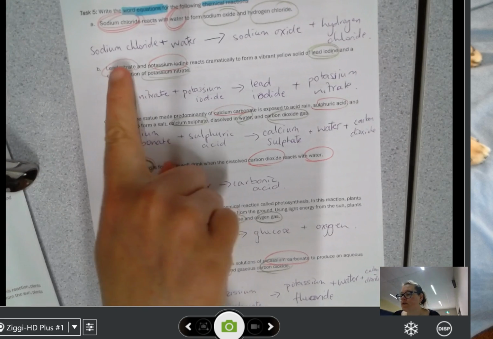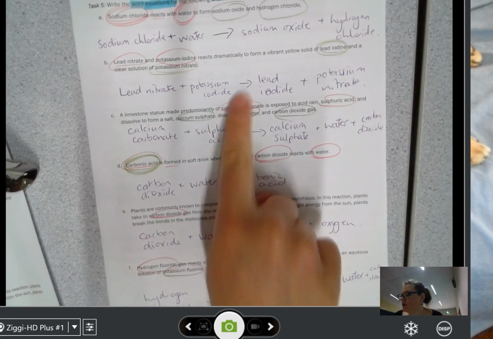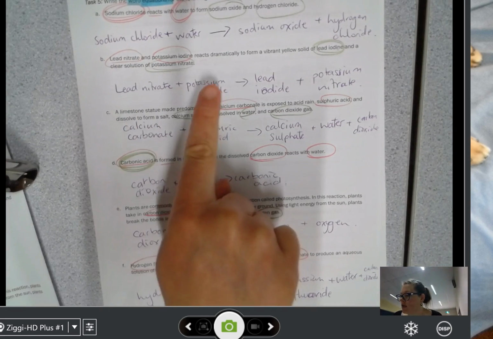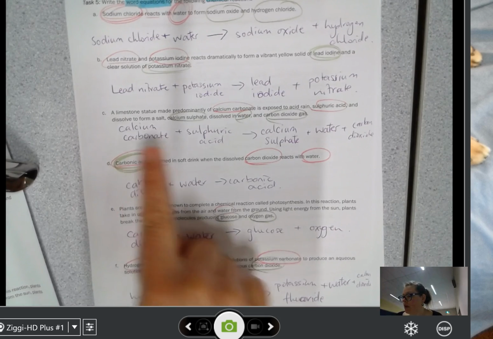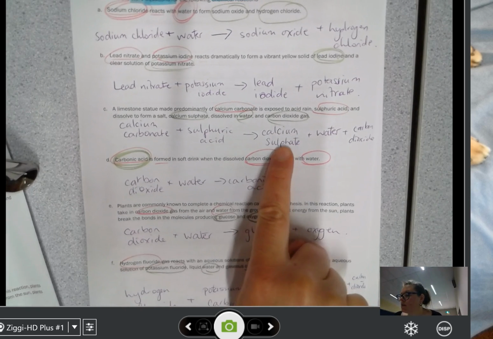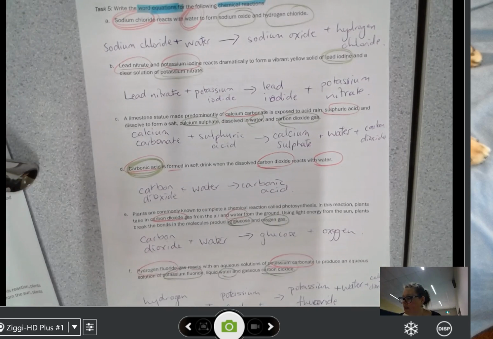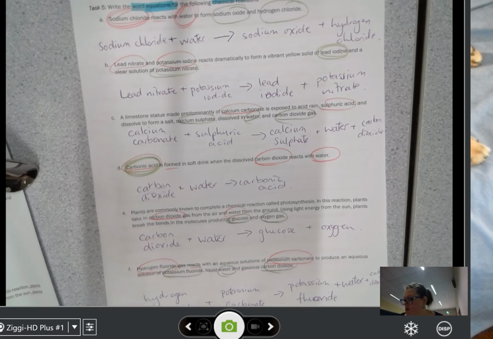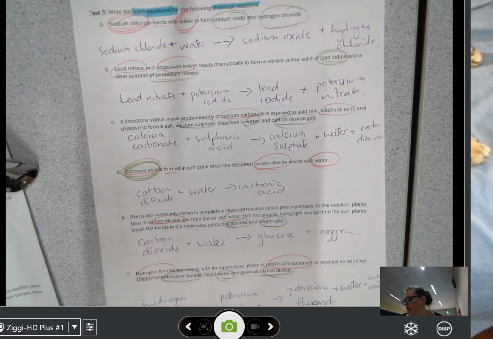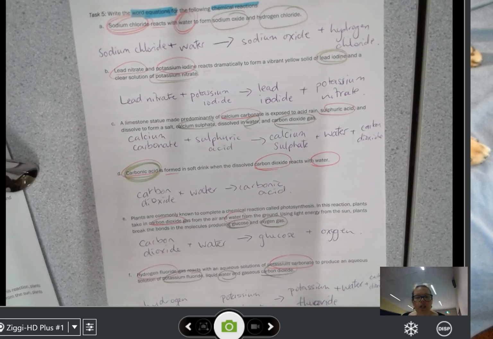Okay, so I've just gone and listed our reactants on the left, products on the right, using the arrow in between. So we have lead nitrate and potassium iodide, lead iodide and potassium nitrate, calcium carbonate and sulfuric acid, calcium sulfate, water and carbon dioxide, carbon dioxide and water to make carbonic acid, carbon dioxide and water to make glucose and oxygen, hydrogen fluoride, potassium carbonate to make potassium fluoride, water and carbon dioxide. Check your answers, and if you have any questions, see your teacher.